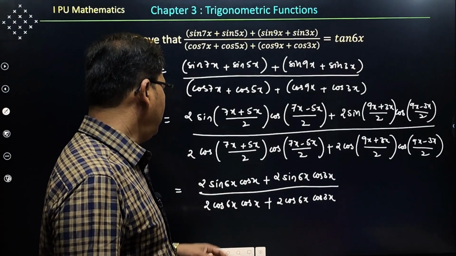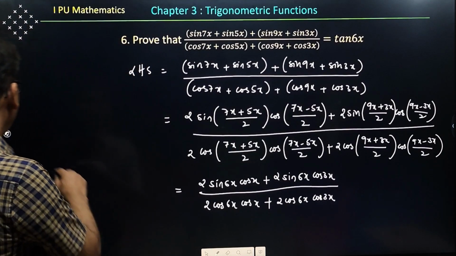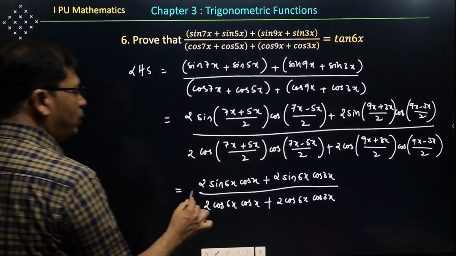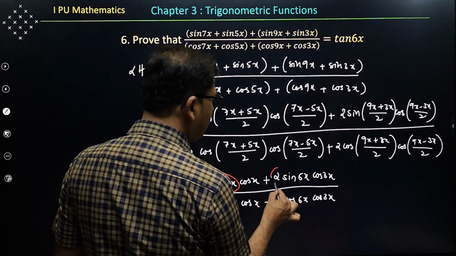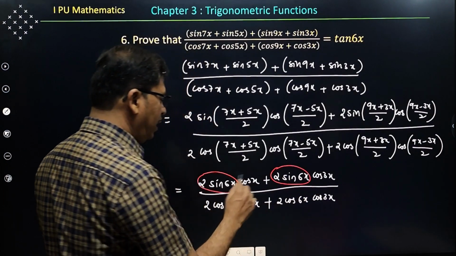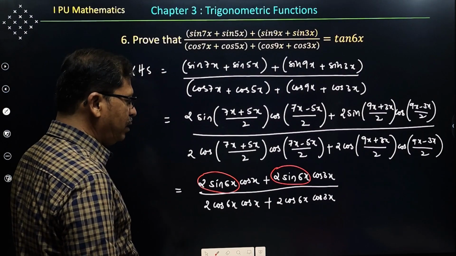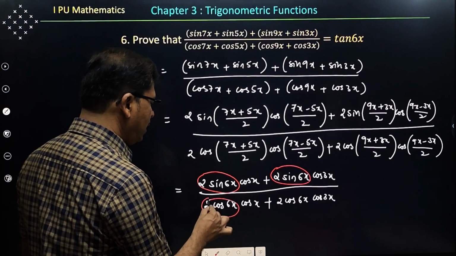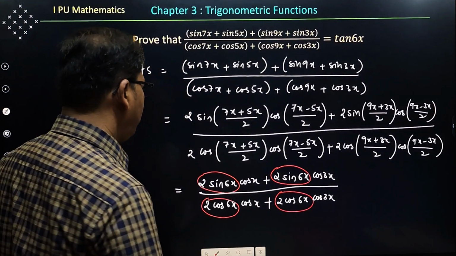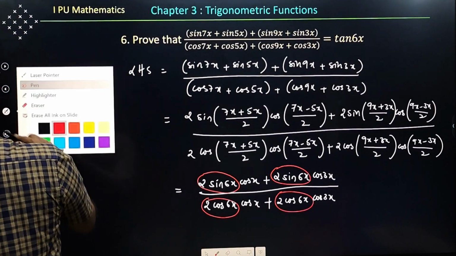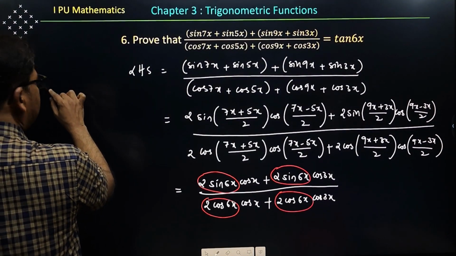Look, what is common? 2 sin 6x is common, observe carefully. 2 is there, sin 6x is there. 2 is there as well as sin 6x in the numerator. In the denominator, 2 cos 6x is there. You take these common terms. 2 sin 6x in the numerator.